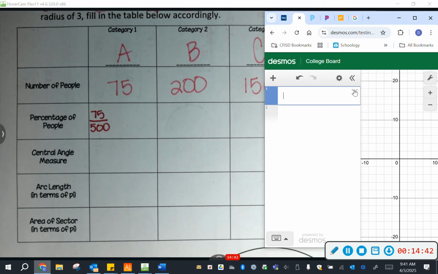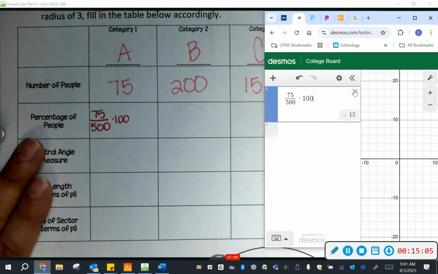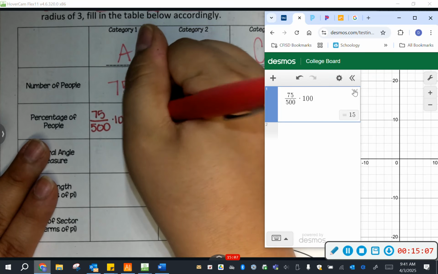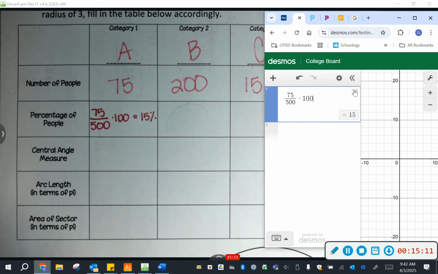So in order to find a percent, 75 out of 500 gives me 0.15. What am I going to do to find the percent of that? Say it again. Times what? Times 100, because it's a percentage. So times 100. Or you could just move the decimal 2 times. Same thing. That's timesing by 100. So 15% of her class has an A.